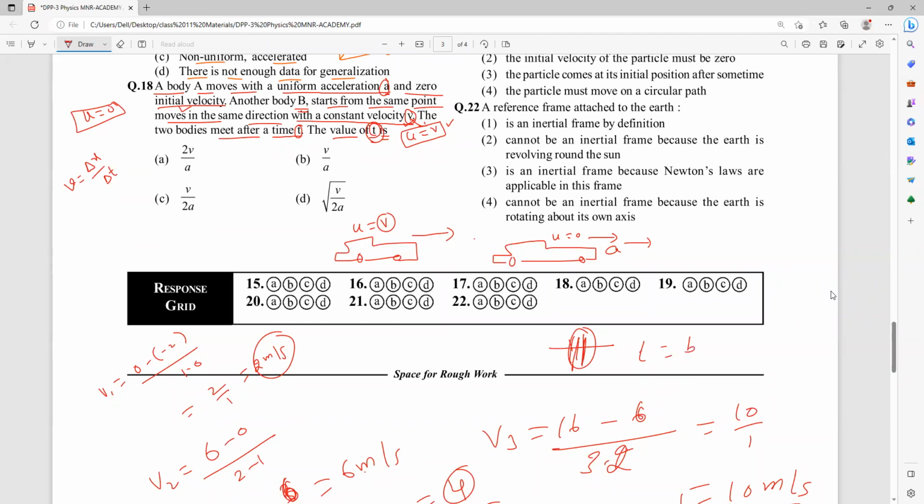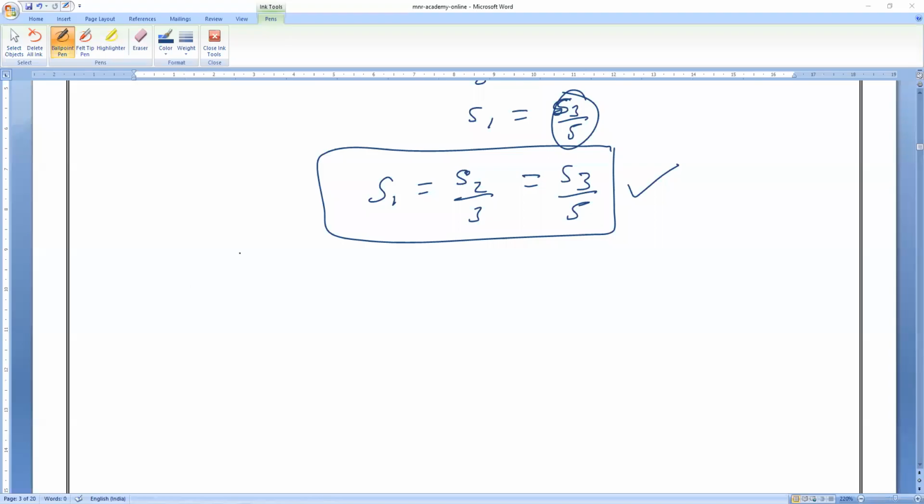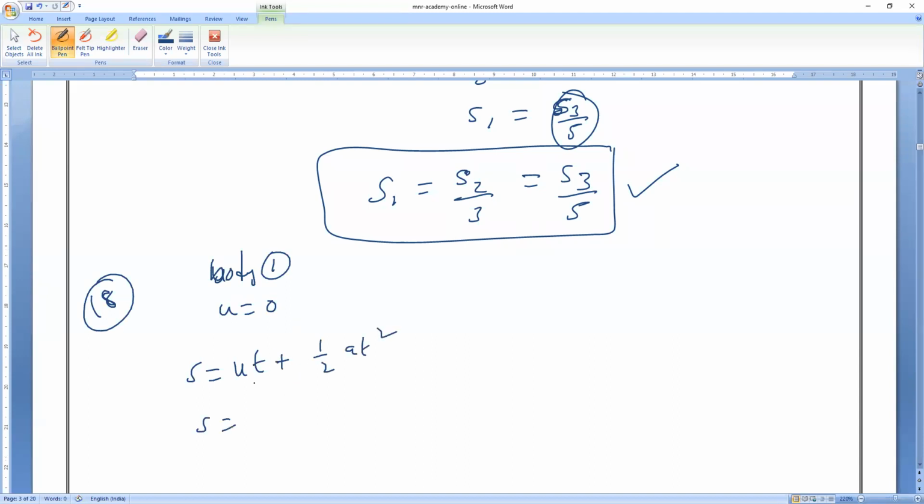So let us first find for body one. What is the initial velocity of body one? It is 0. Now which equation can we use to find the distance or time? S equals ut plus half a t square. Since the initial velocity is 0, the distance traveled by the car is half a t square. Let me call this equation 1.